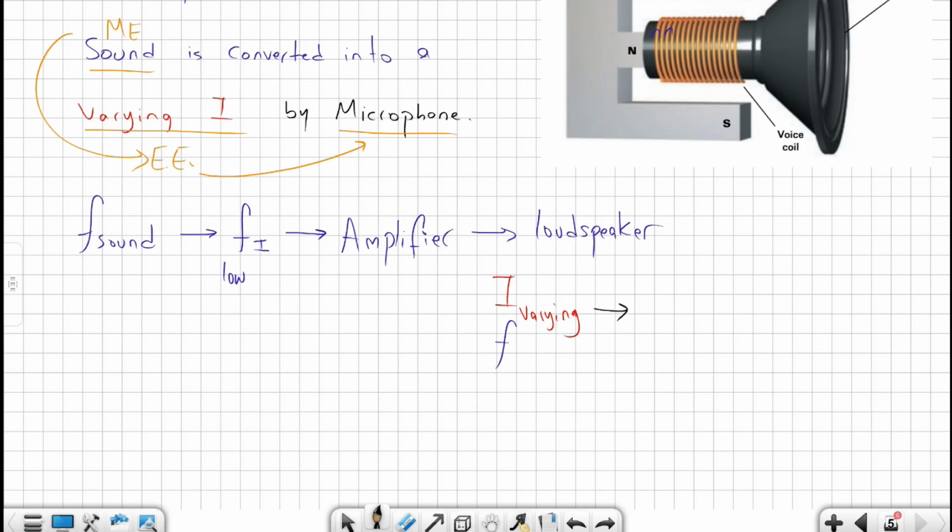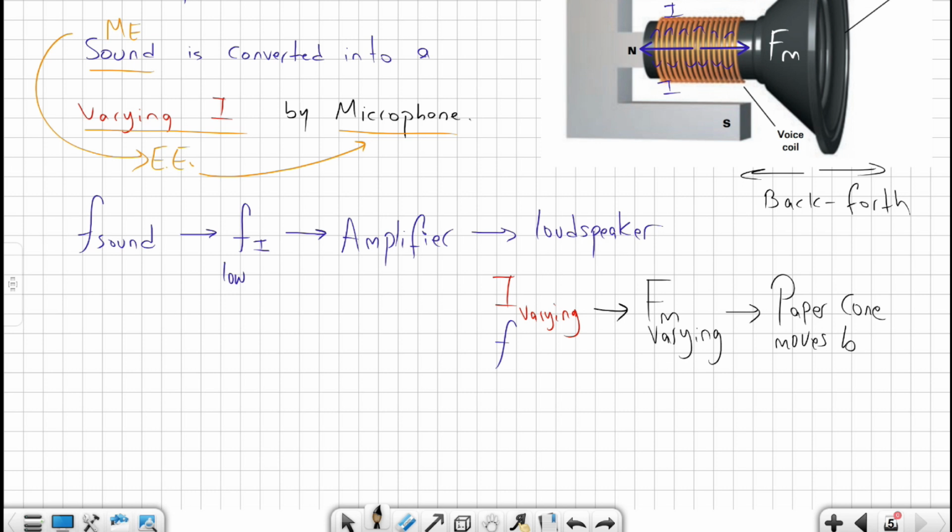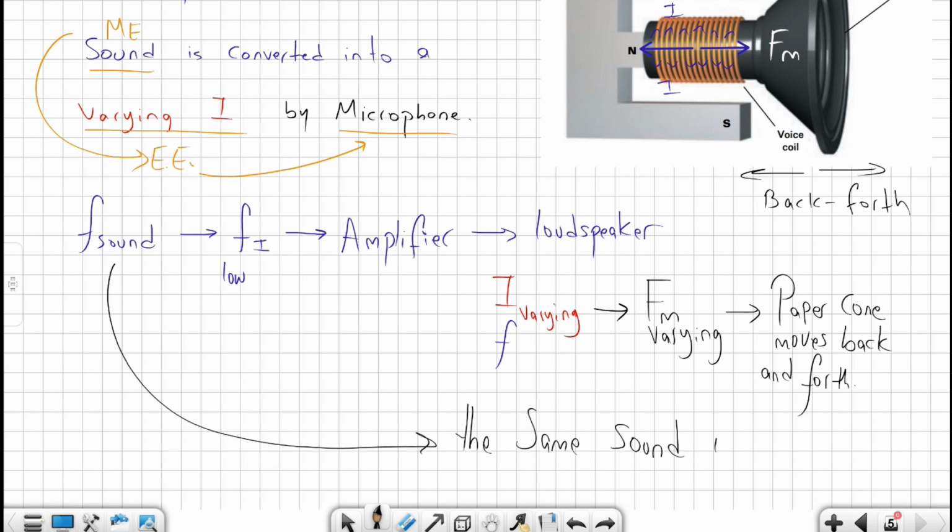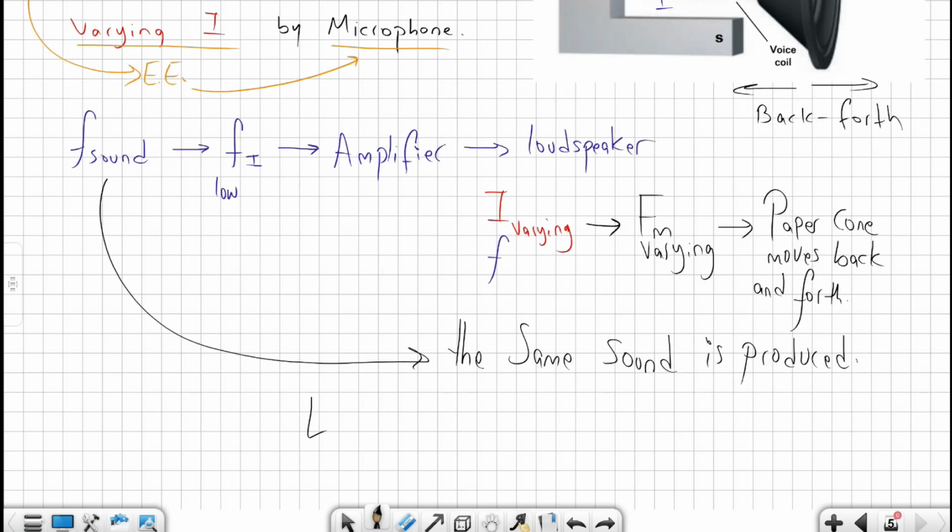In the loudspeaker we have a varying electrical current that has a frequency which will cause a force that will be varying too. So the force will be right and left. This is the varying magnetic force. Since the magnetic force is always changing, it will cause the paper cone to move back and forth. So the same sound will be produced that was at the beginning. And remember that mechanical energy is converted into electrical energy by the microphone, but the loudspeaker is converting electrical energy into mechanical energy.